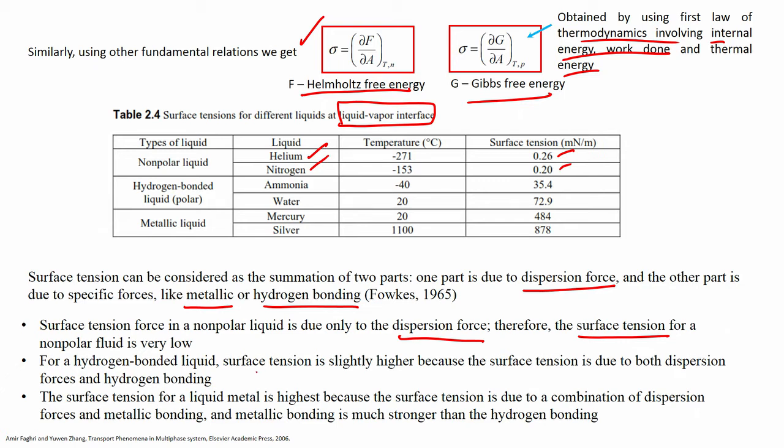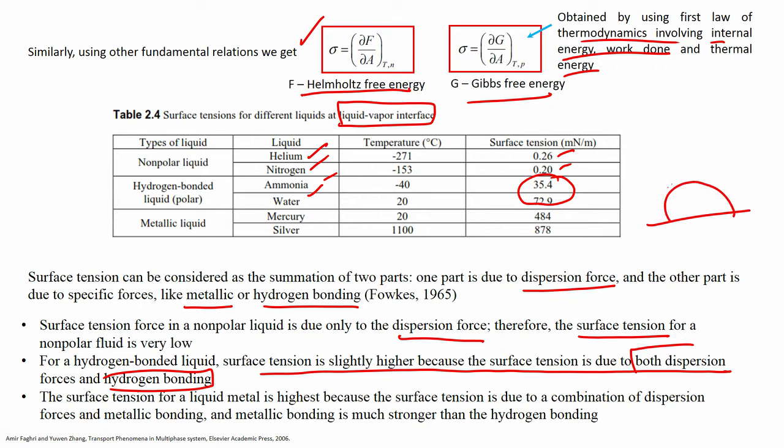For a hydrogen bonded liquid, the surface tension is slightly higher because it is due to both dispersion and hydrogen bonding. So, for example, water, ammonia have reasonably high surface tensions, right. That is why when you put water on a surface, you see it attain a particular shape. Whereas, if you put nitrogen and other such liquids, it just goes flat, it will wet the surface completely. So, when you have your glass, you will see that water is sitting on the glass in that particular form. That is because its surface tension is reasonably high.